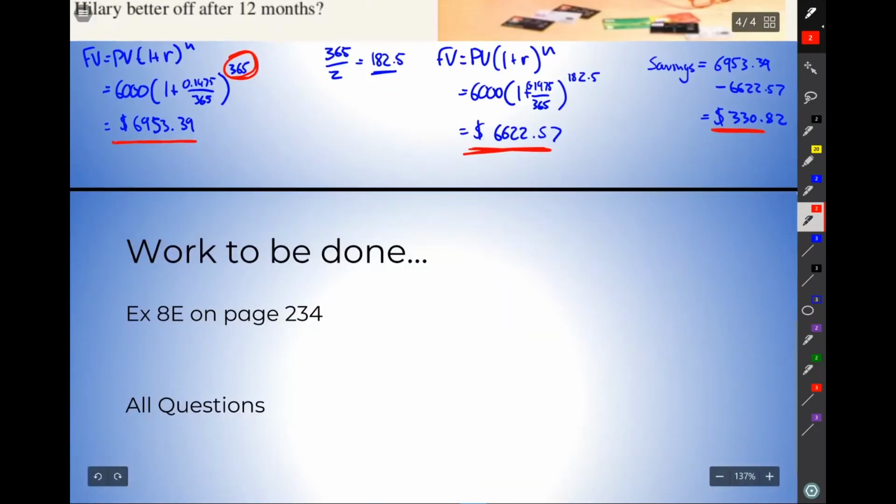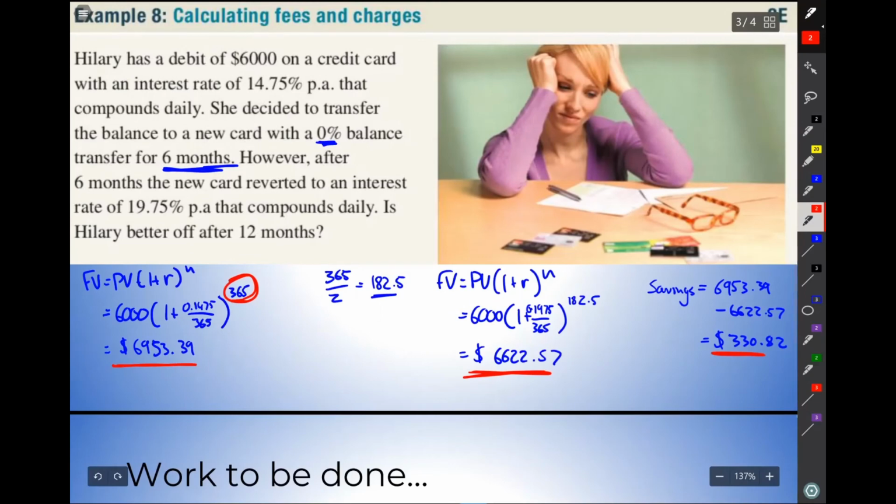Alright, so you guys are going to have a couple of questions to do. I think there's only 3. There'll be similar sort of scenarios to this. Something will be happening with a credit card debt. You'll probably have to use this formula. But just make sure you read the question so you know exactly what is happening with the fees and charges.